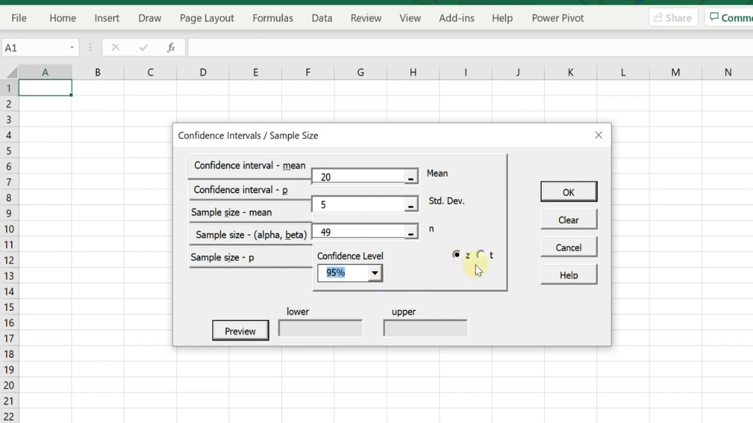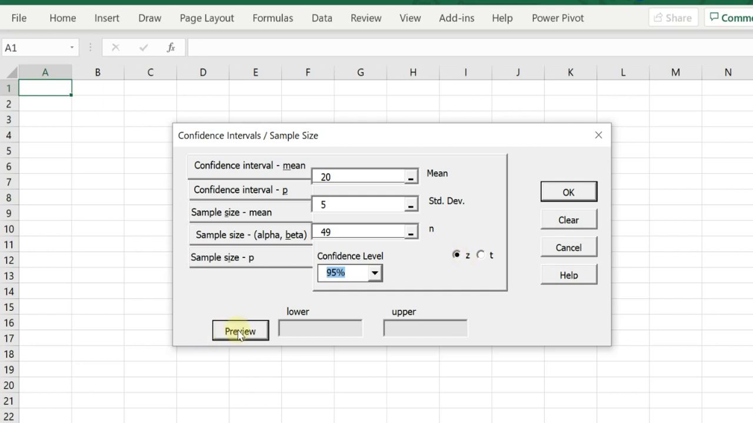Now here you have a choice of a Z or a T. We're doing a Z interval because sigma is known. Remember, sigma is known. That's how you decide which one to use. When do I use which one? If sigma is known, you use Z. If sigma is unknown, you use a T. Okay?